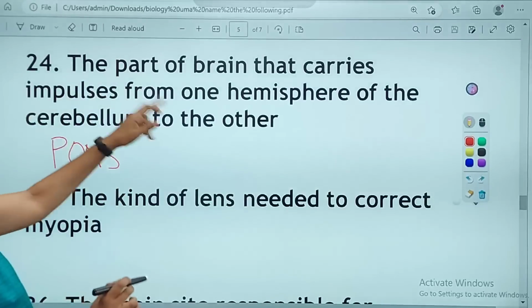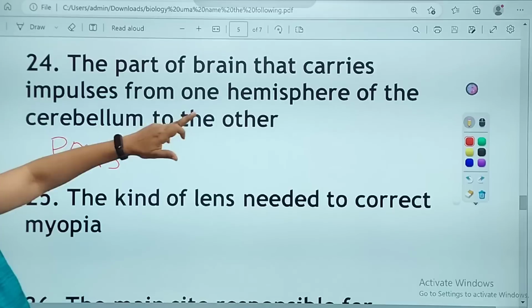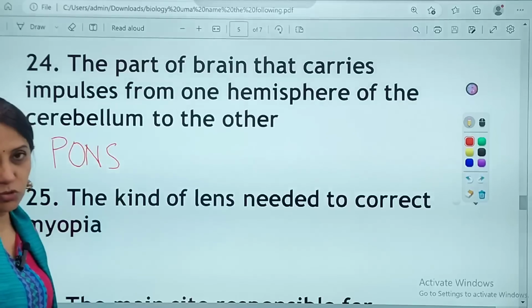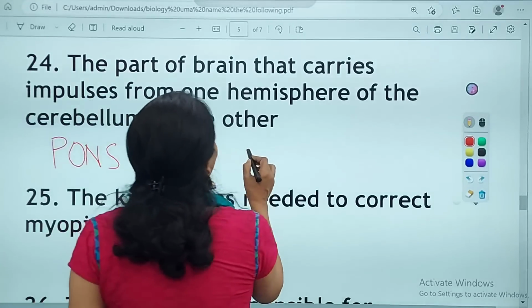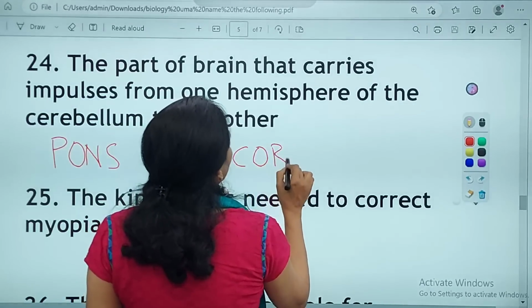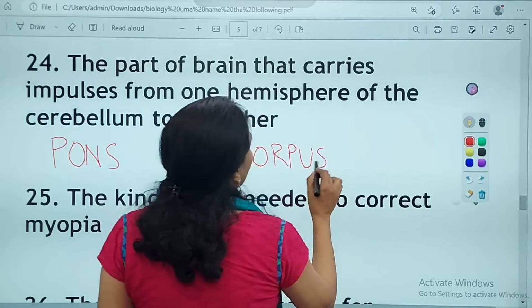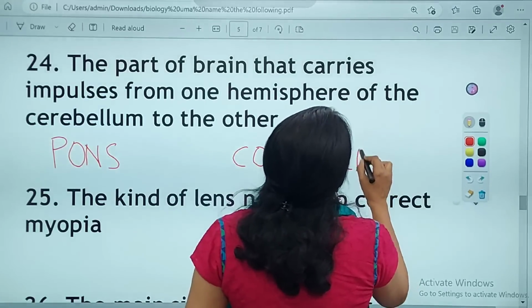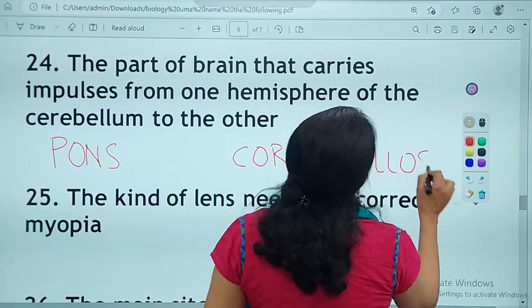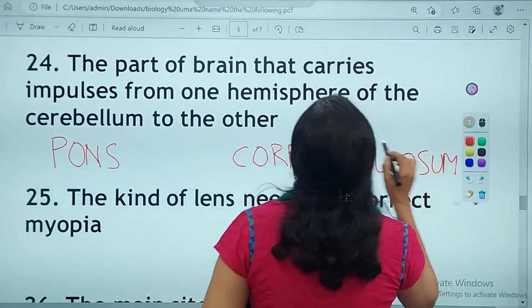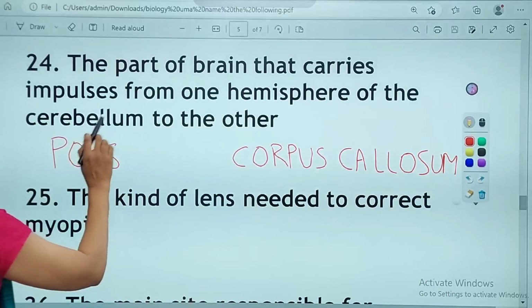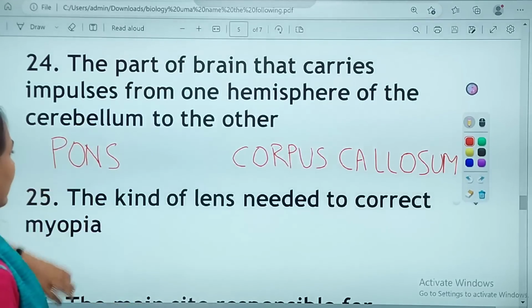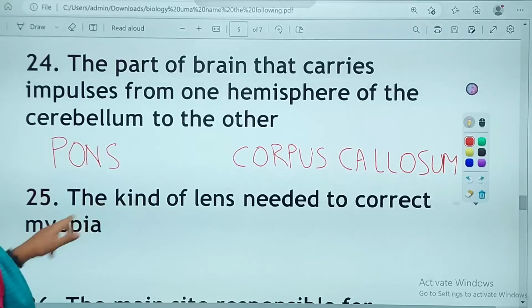So one part of the cerebellum to the other is pons. And if I were to change this question and ask you, the part of the brain that carries impulses from one hemisphere of the cerebrum to the other, what would your answer be? Yes, many of you got it. It's called corpus callosum. That part of the brain which is connecting one hemisphere of the cerebrum with the other is called corpus callosum. Okay. But in this case, we are talking about cerebellum and one hemisphere of the cerebellum to the other. It's called pons.